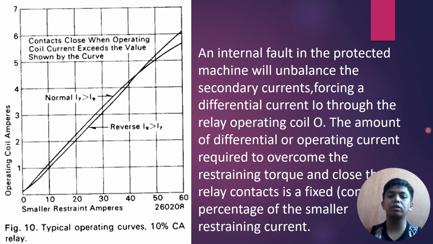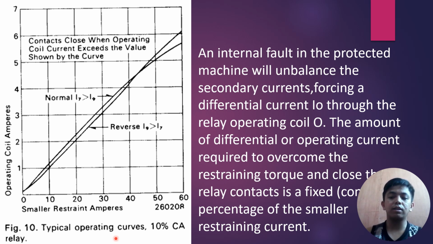Now, let's focus on the graph. The x-axis represents the restraining current, which is the current flowing through the relay's restraining coil. The y-axis shows the operating current, which is the differential current needed to close the relay contacts. As you can see, the relay operates based on a constant percentage differential. This means that the required operating current is always a fixed percentage of the restraining current.